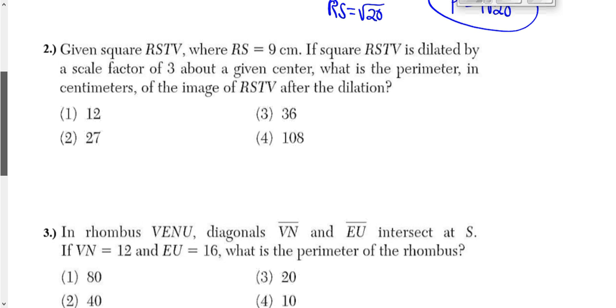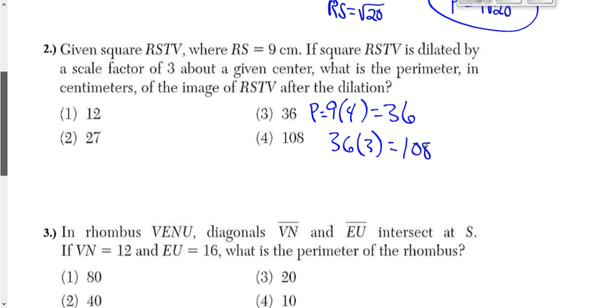What do we get for the new perimeter? So you could do each 9, right? So 9 times, wait, why am I doing 4? Oh, yeah, let's get the perimeter first. Perimeter equals 9 times 4, which equals 36, right? And then 36 times 3 is what? Oh, yeah, I did it right. I got the perimeter first, and now I'm applying the scale factor. 108, right? Yeah, I did it right.